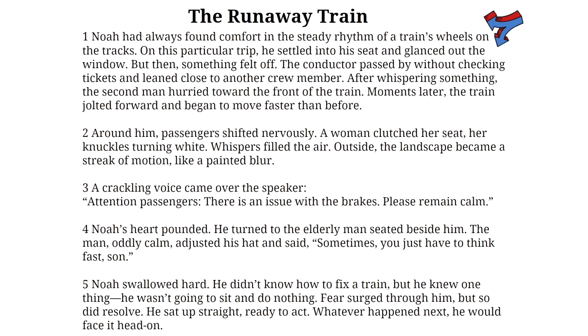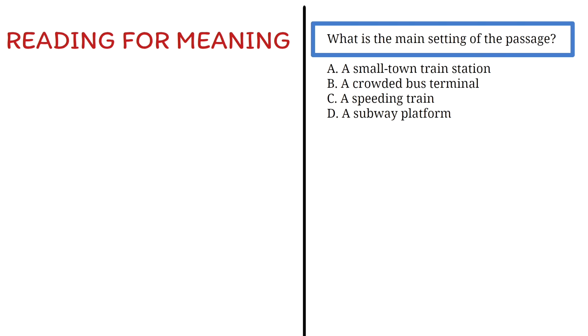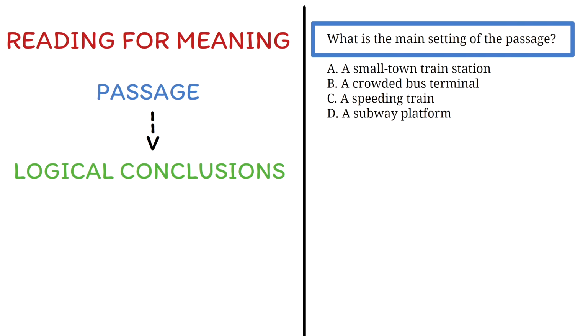Read the passage below, on the runaway train, and answer the following questions. What is the main setting of the passage? This is a great example of a reading for meaning question in a GED Reasoning Language Arts test. Here you will be presented with a passage and asked to draw a logical conclusion about settings.